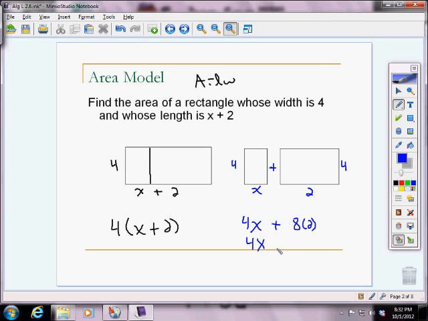So we could have 4 times x plus, this should be 4 times 2. I'm getting ahead of myself here. And that would be 8. Okay. Notice, especially right here, 4 times the quantity x plus 2, we're really talking about the same area as 4 times x plus 4 times 2.